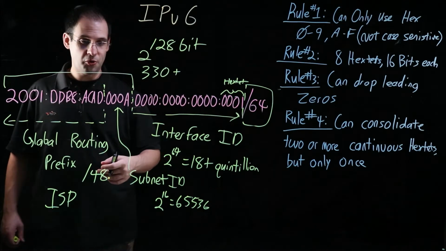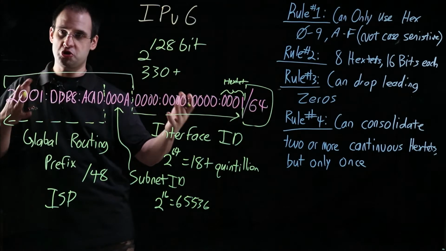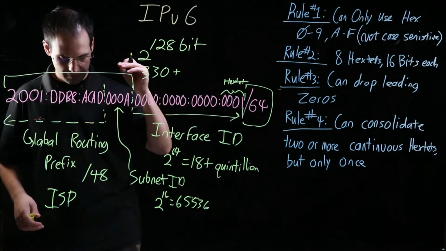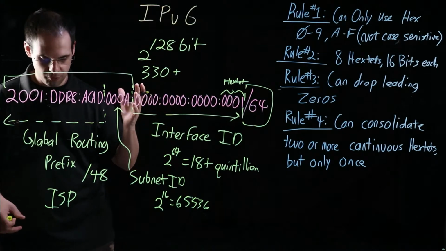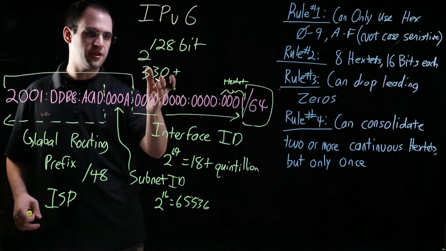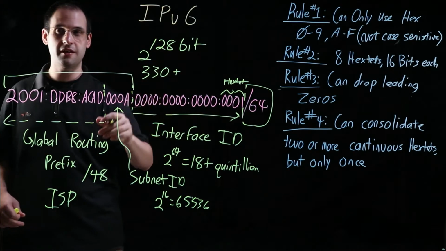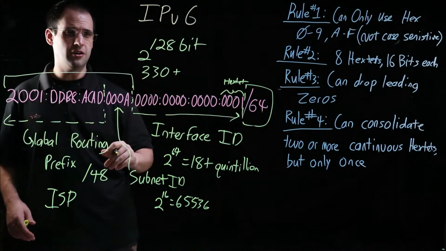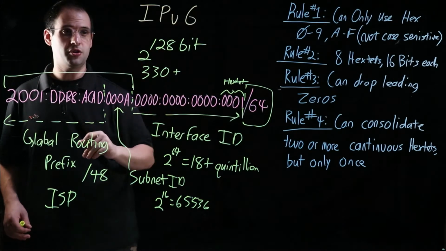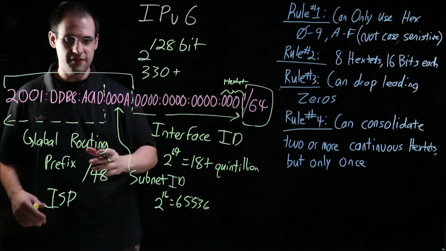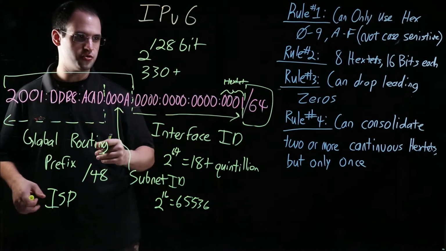All right, so again, this just gives you the sheer scope that we're dealing with. 330 undecillion. I don't have it in my notes right now. I want to say it's like 330 plus 30-something zeros, like 36 or 35, something like that. Some ridiculous number of addresses in a 128-bit system. Okay, so again, this is the structure of this address.